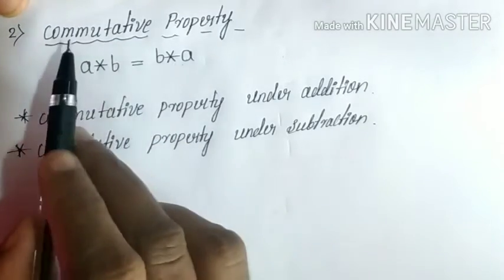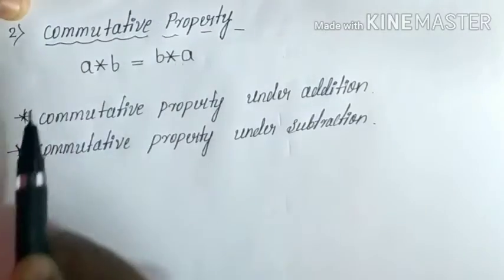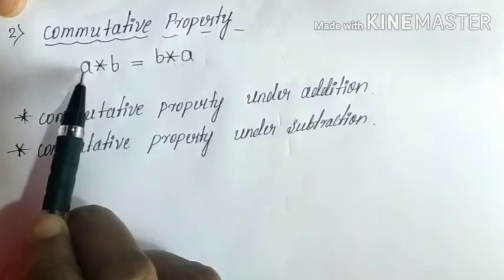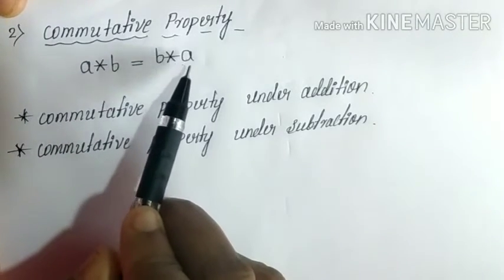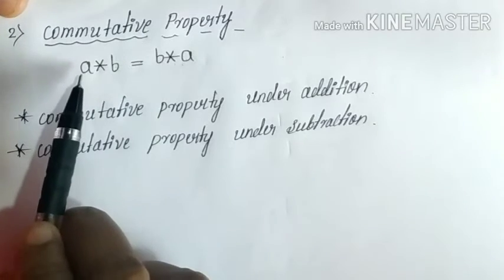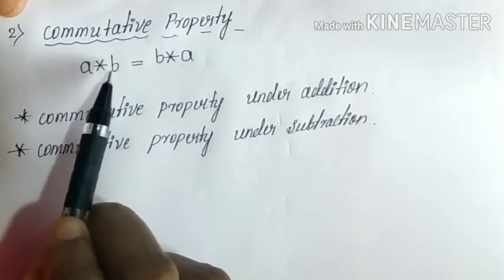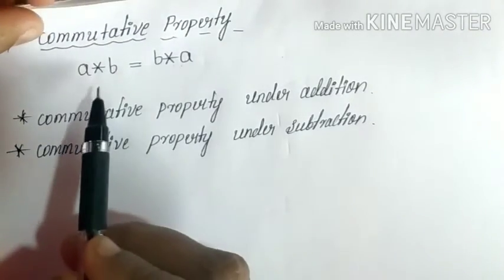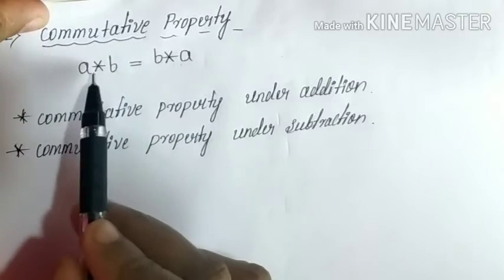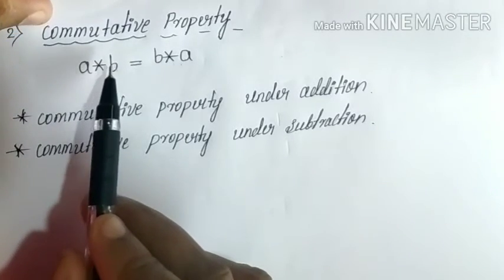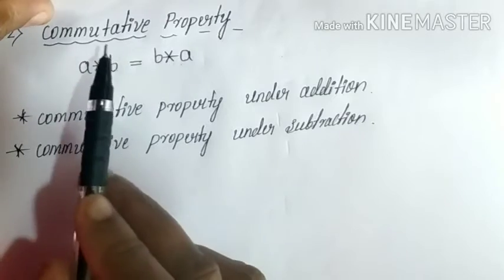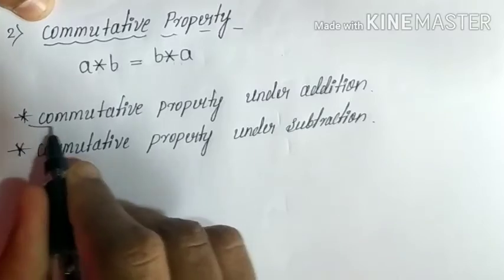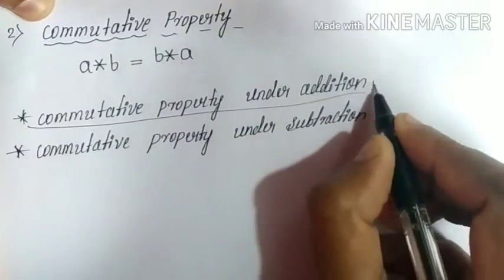This property is called the commutative property. In the case of integers, for any two integers a and b, a star b is equal to b star a. That means if we take any two integers, we can add them or subtract them. If, despite the change of the operands, the result remains the same, then only it will satisfy the condition. Okay, now let's study the commutative property under addition.